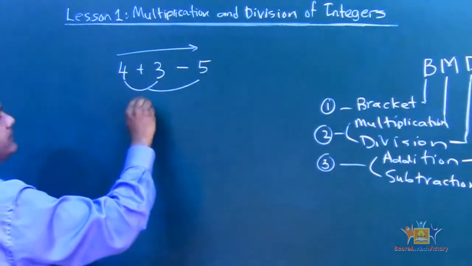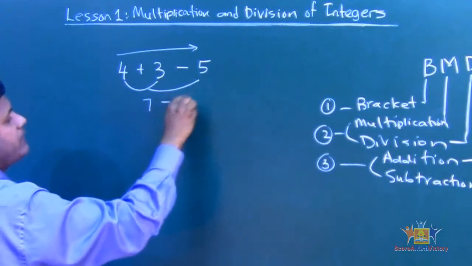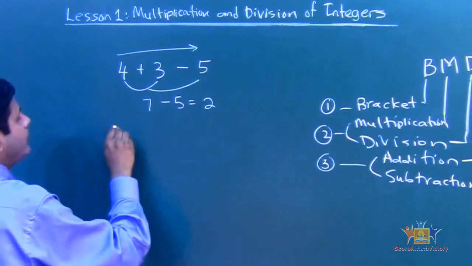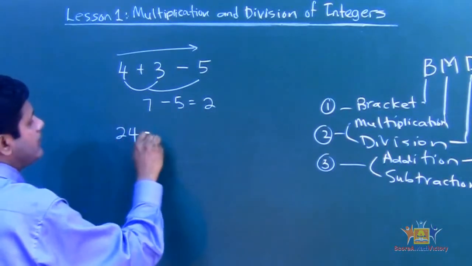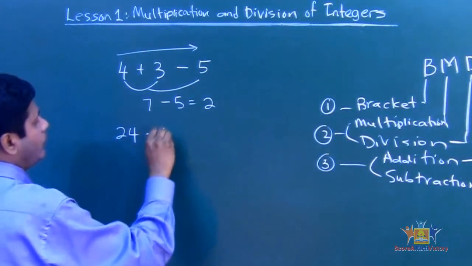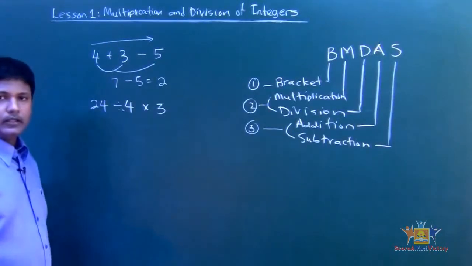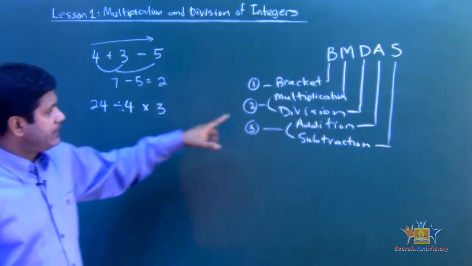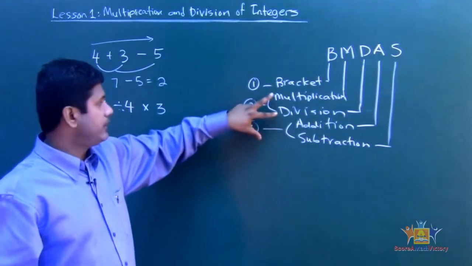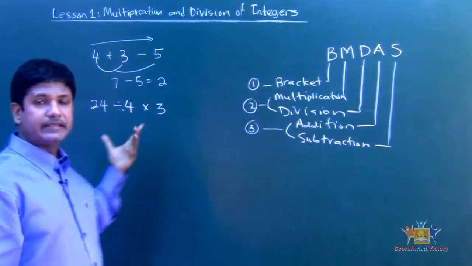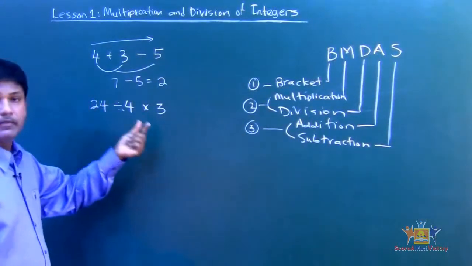4 plus 3 is 7. 7 minus 5, it's 2. See that? Now let's say, for example, I give you 24 divided by 4 and then multiply by 3. So you've got division and multiplication. See that? It doesn't matter which one comes first, because they have second priority, and there's nothing else there besides division and multiplication.